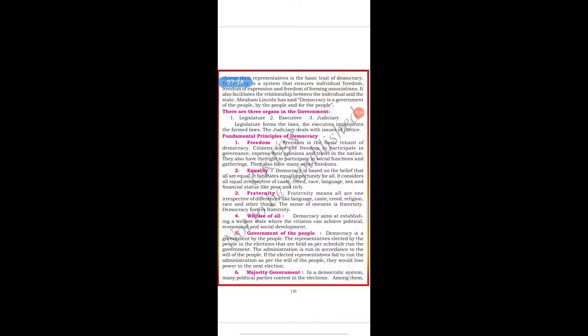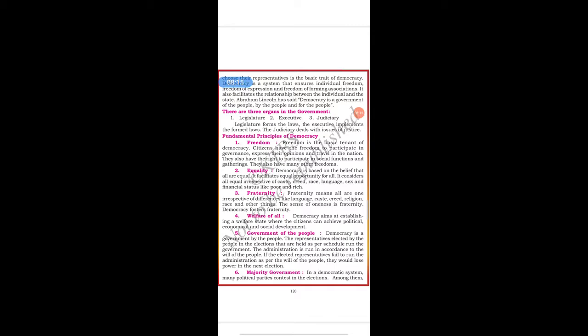Now let us see the second fundamental principle of democracy, that is equality. So here students, democracy is based on the belief that all are equal, isn't it? In our country, we Indians believe that all are equal. So it facilitates equal opportunity for all. No caste discrimination, no gender discrimination will be there if we have equality, isn't it? So it consists of all irrespective of caste, creed, race, languages, sex and financial status like poor and rich. So students, we should not discriminate on the basis of these things, isn't it?